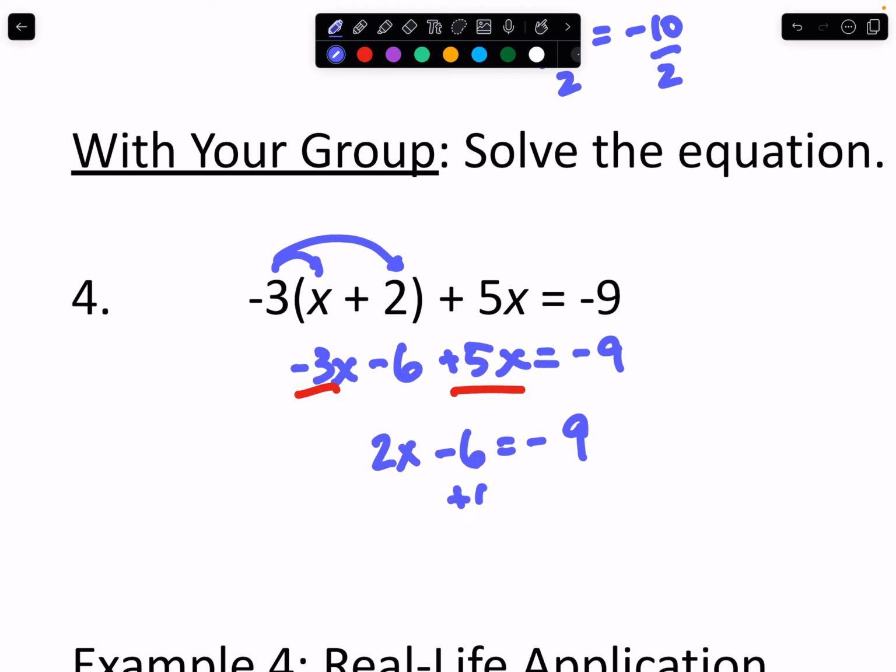Always add or subtract first. I'll add 6 to both sides. And now I get 2x is equal to negative 3. Divide by 2, divide by 2. I get x to be equal to negative 3 over 2. And as I said, fractions are a-okay as answers. And sometimes you'll get them, and that is okay.